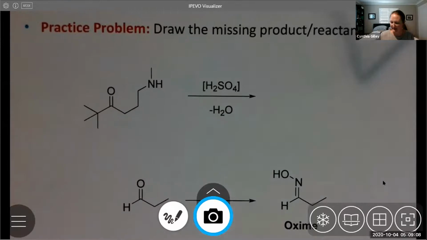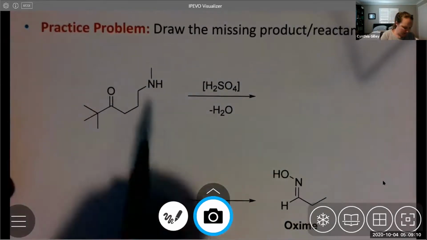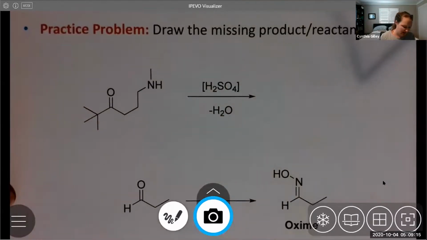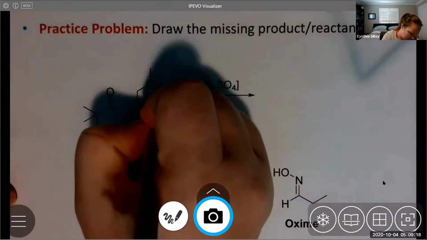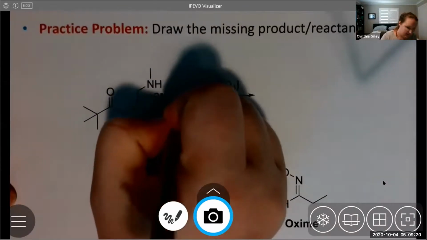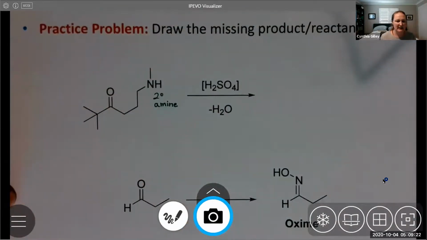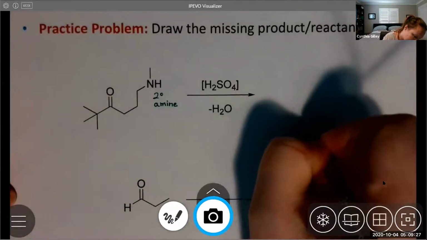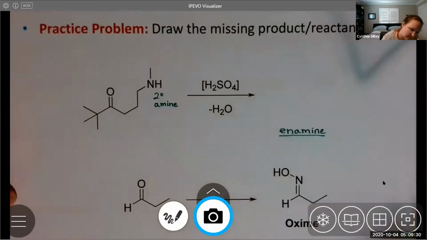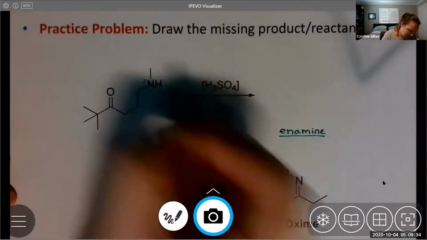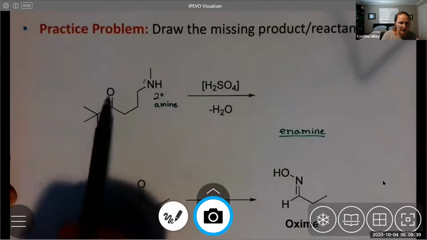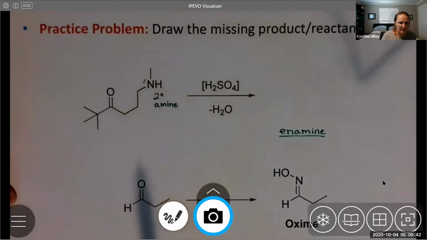All right, let's go over it. So if you notice what type of amine we have here, this is a secondary amine, right? Notice this is a secondary amine. So when we use a secondary amine, do we get an imine or an enamine, right? We get an enamine. So I already know that I'm going to be forming an enamine. So the reaction is going to be between this nitrogen and the electrophilic carbon. This oxygen will be removed as water, right?